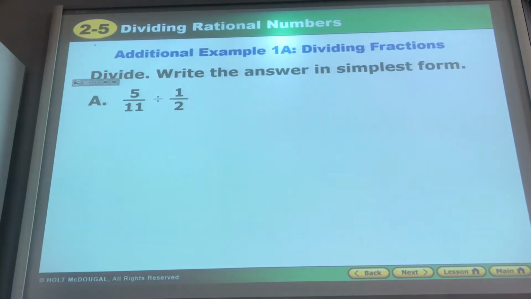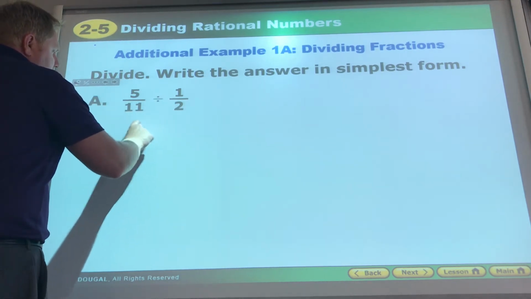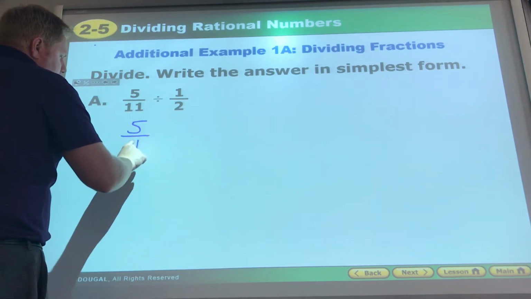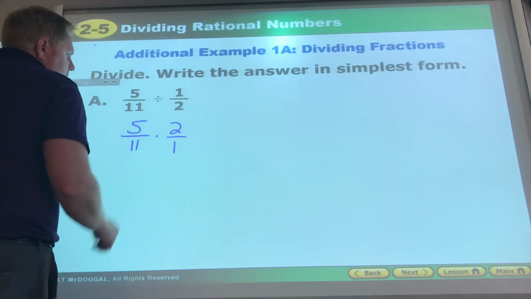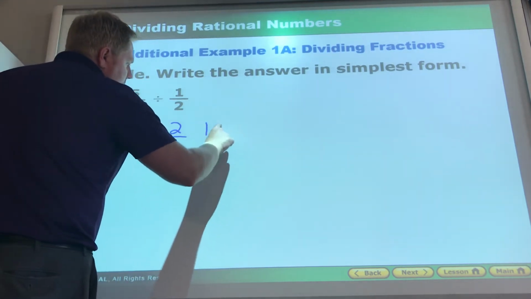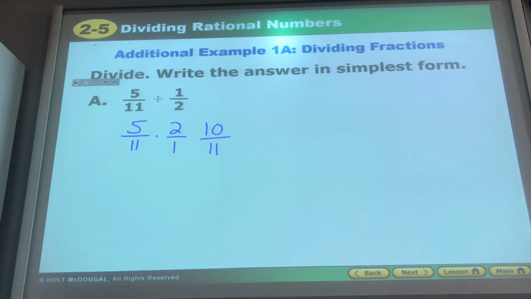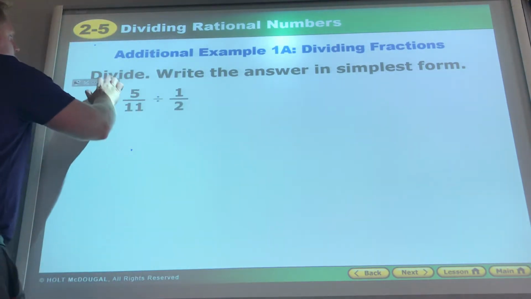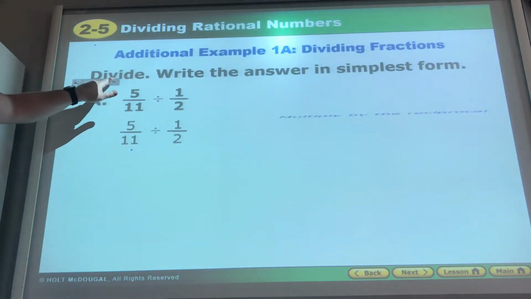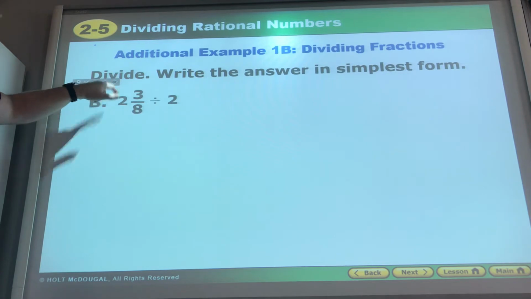They have showed us a shortcut. So instead of saying we're dividing by 1/2, we could really think 5/11 times 2/1. That would be 10/11. We have our answer. Okay? They'll show it. No common factors. Simplest form is 10/11.